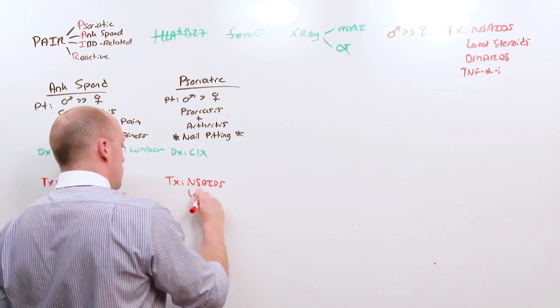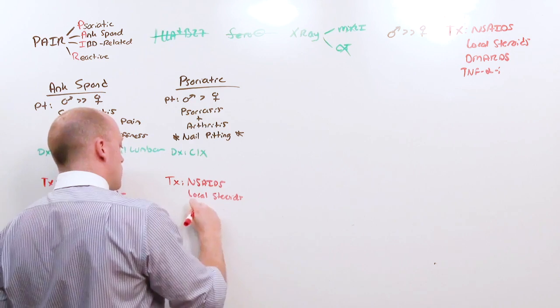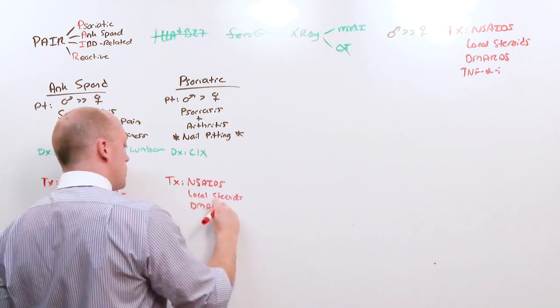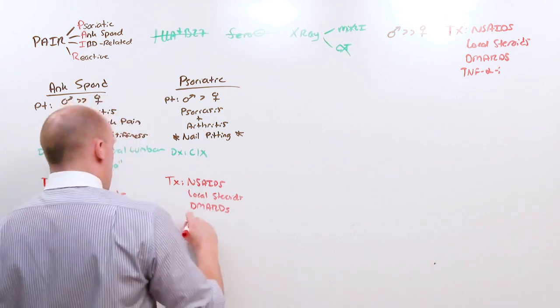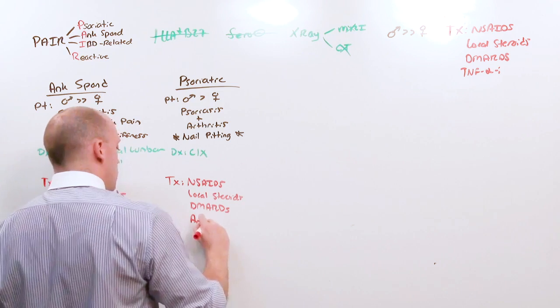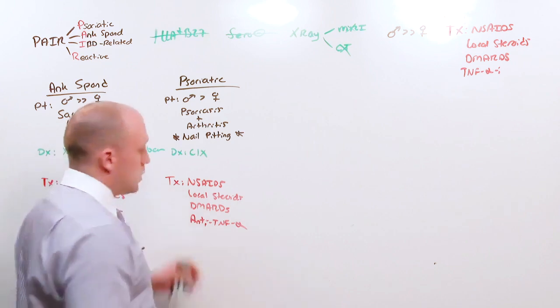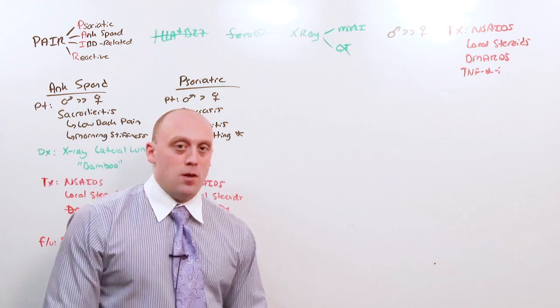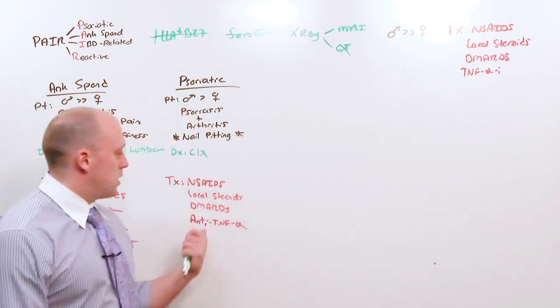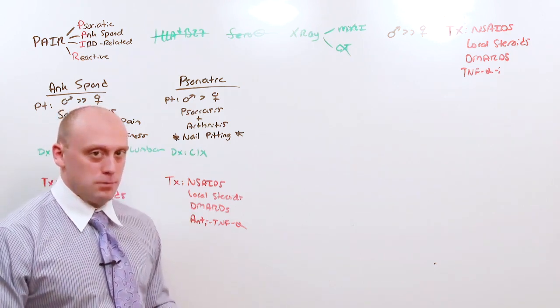NSAIDs, local steroids. Here, DMARDs will work because there's usually going to be distal arthritis in the fingers, hands, and arms. And then if it doesn't work, anti-TNF alpha. Now, psoriasis can be treated with UV light and steroid creams, but the arthritis may persist. So even though you treat the psoriasis, the arthritis may not get better.